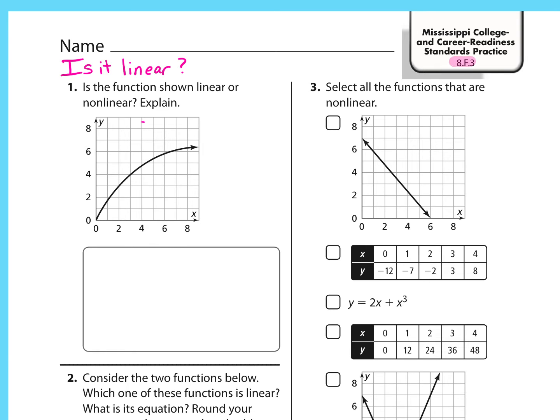Standard 8.F.3, if you skip over a couple pages, is it linear? We are looking to see, if we were to look at a graph, if it's linear, it just means that the whole graph is a straight line. If we were looking at an equation, it's going to be able to be written in the form of y equals mx plus b. So let's start with this problem number 3.